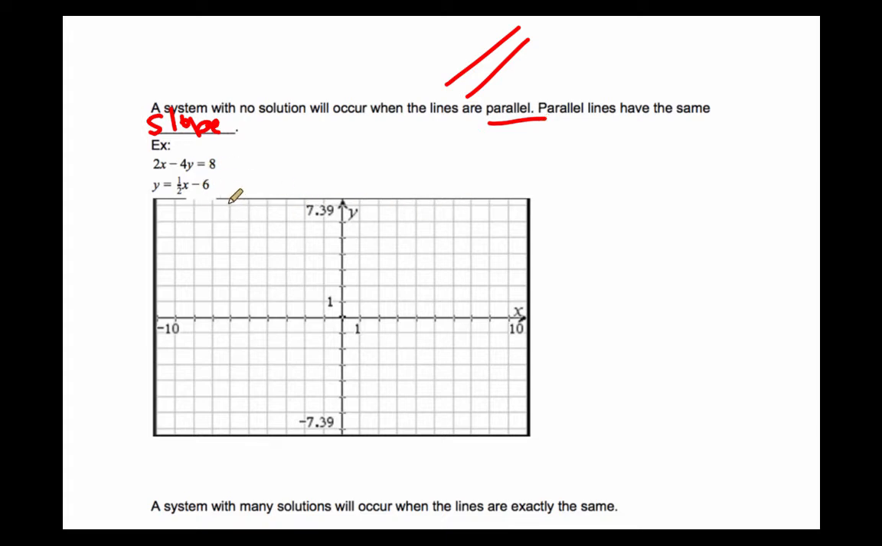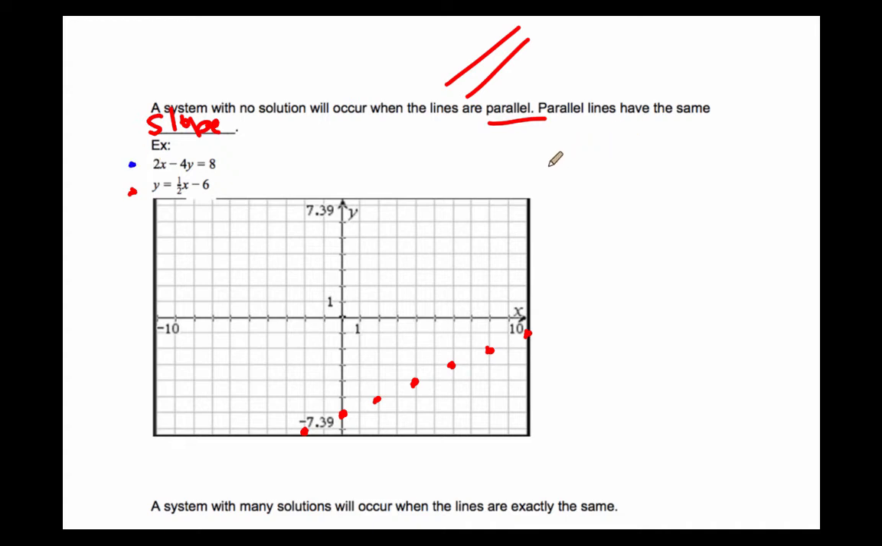So let's look at this example. Now this one's already in slope-intercept form. So let me go ahead and graph that. So I'm going to start at -6. And I'm going to move how? I'm going to move up 1 over 2. It's a positive slope. Up 1 over 2, up 1 over 2. All right. I'm going to leave that like it is for now. I'm going to mark that red. And I'm going to do this guy in blue.